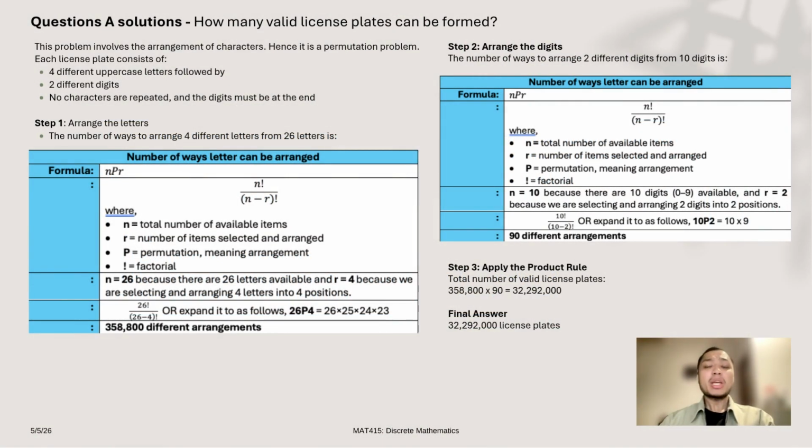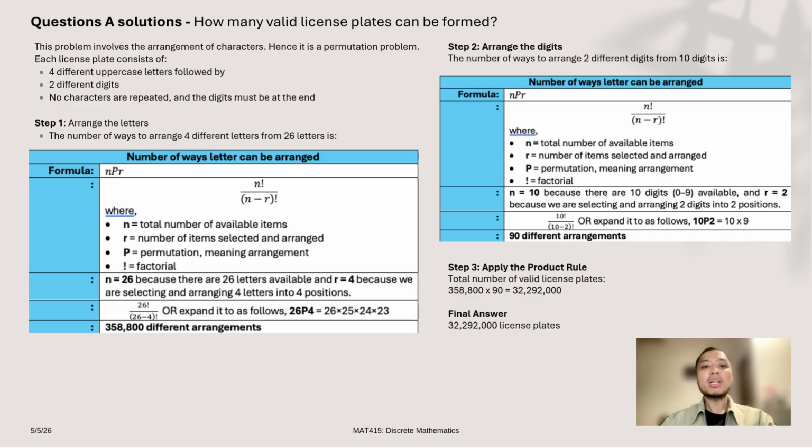For question A, we want to find the total number of valid license plates that can be formed. Because the arrangement matters, this is a permutation problem. For example, A, B, C, D, 1, 2 is different from B, A, C, D, 1, 2. Even though the same letters and digits are used, the position of each character changes the license plate. Before calculating, let me explain the formula shown in the working.